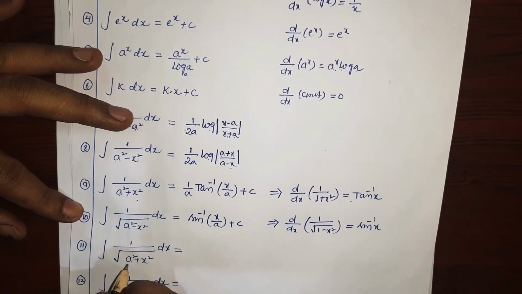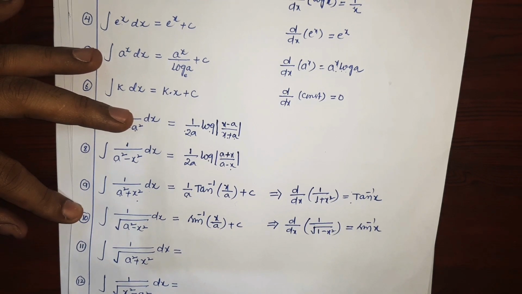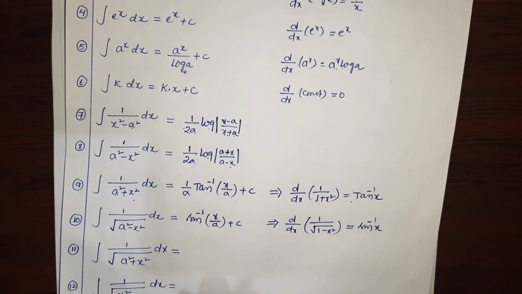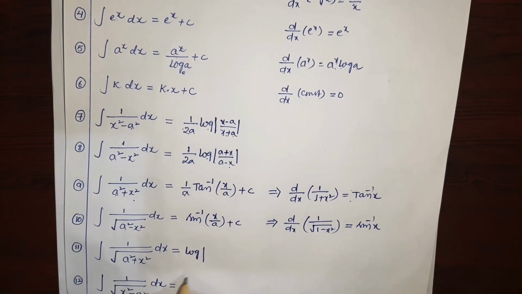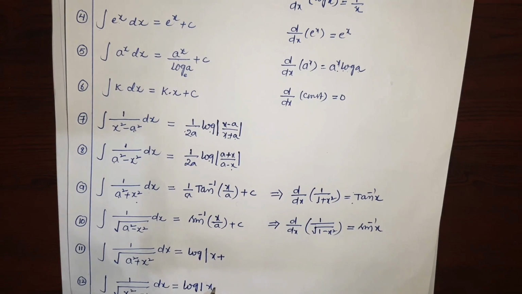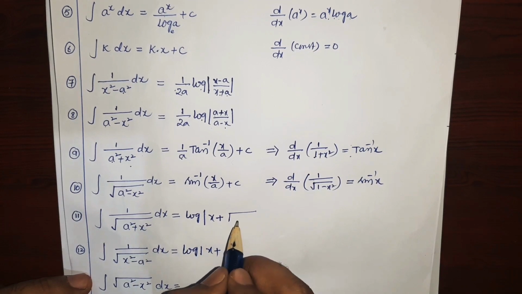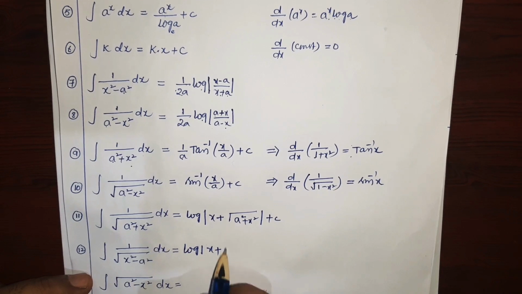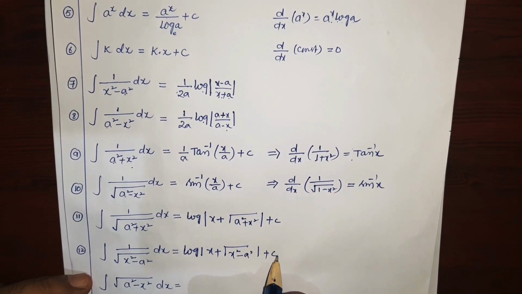Next one, 1 by a square plus x square, and 1 by under root of a square minus x square. These two formulas are also very easy. You can learn these formulas by heart, or you can remember this formula by one logic. Log x plus under root of x square minus a square plus c. You just need to write only the function that is given in the question.